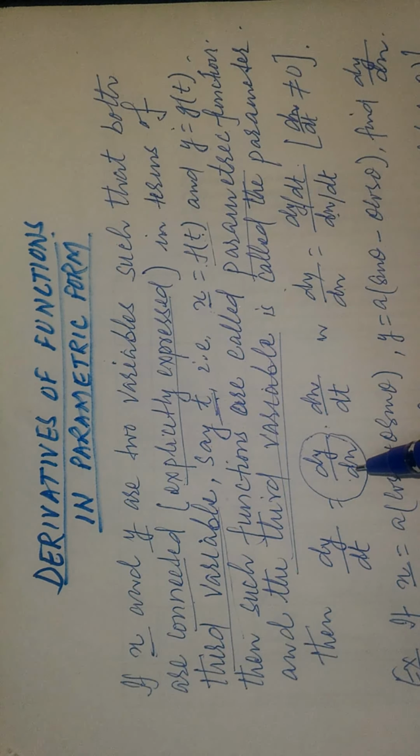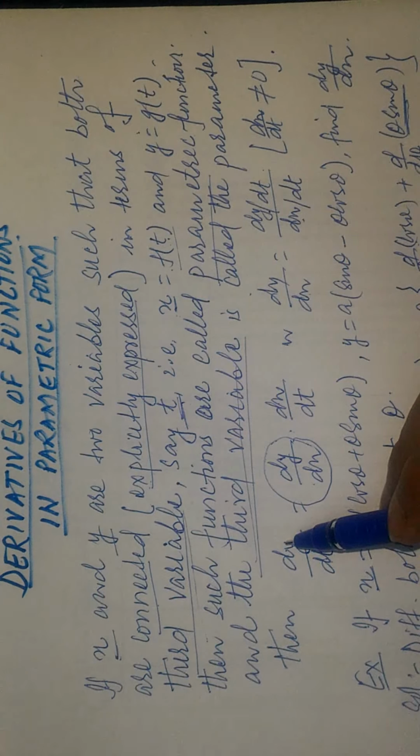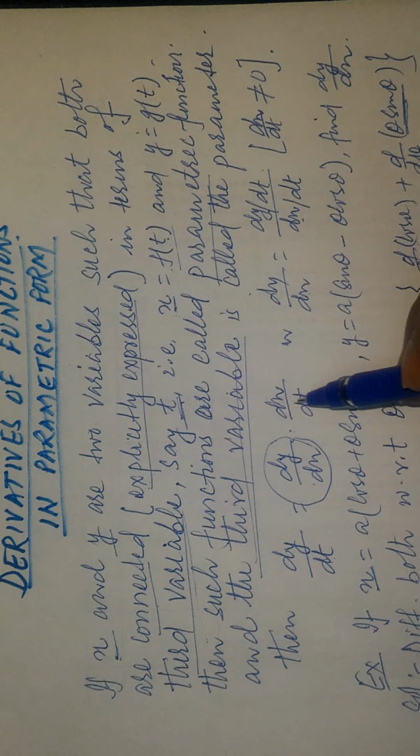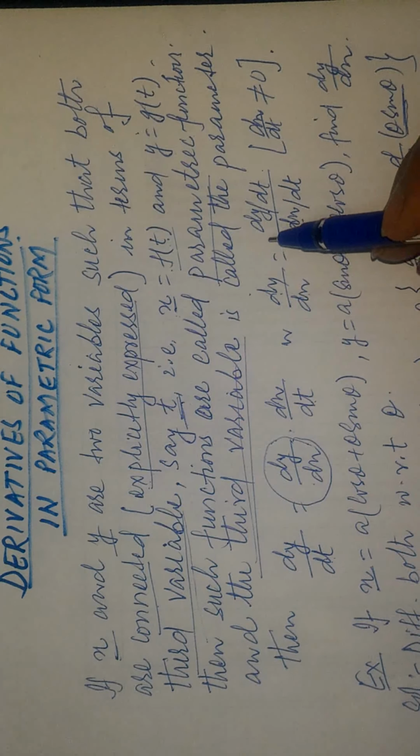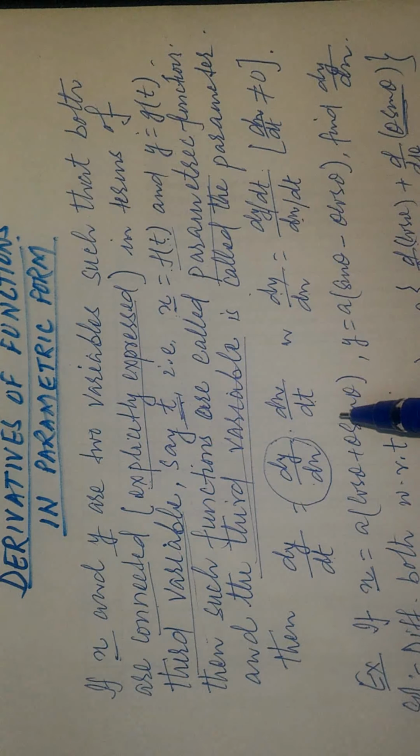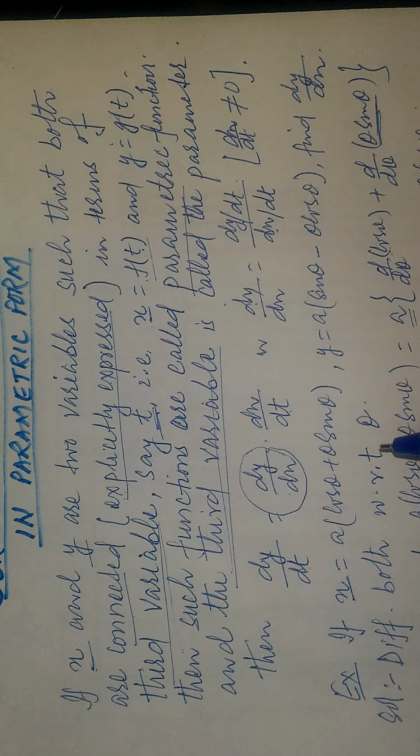How do you find out the derivative of such functions? First, we can write dy by dt as dy by dx into dx by dt. So dy by dx may be written as dy by dt upon dx by dt, provided dx by dt is not equal to 0. This is what we are supposed to do.